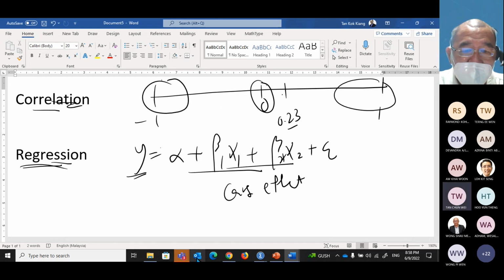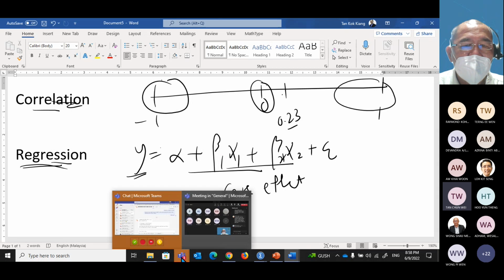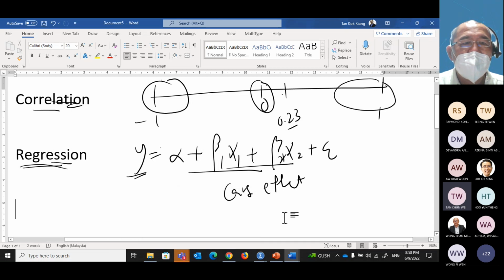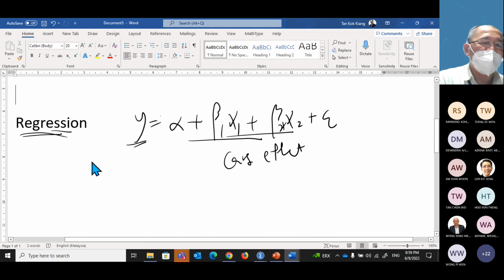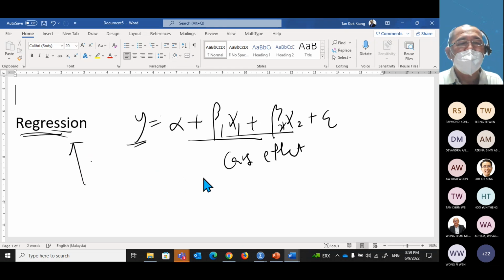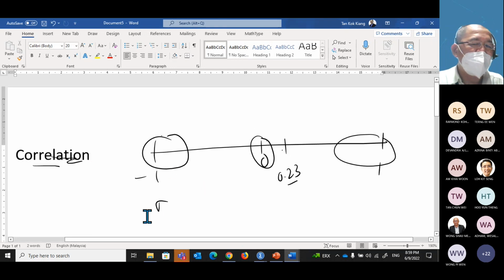Okay. So can I say, sir, in more technical terms, correlation is talking about the R square, regression is talking about the beta coefficient? No. Correlation is not about the R square. Correlation is only the R, small lowercase r. R square is also under regression. Correlation only R.